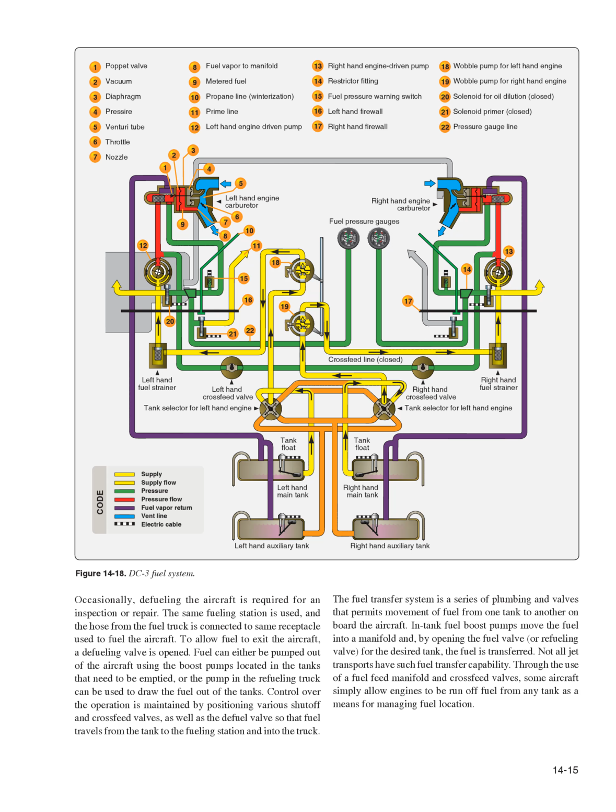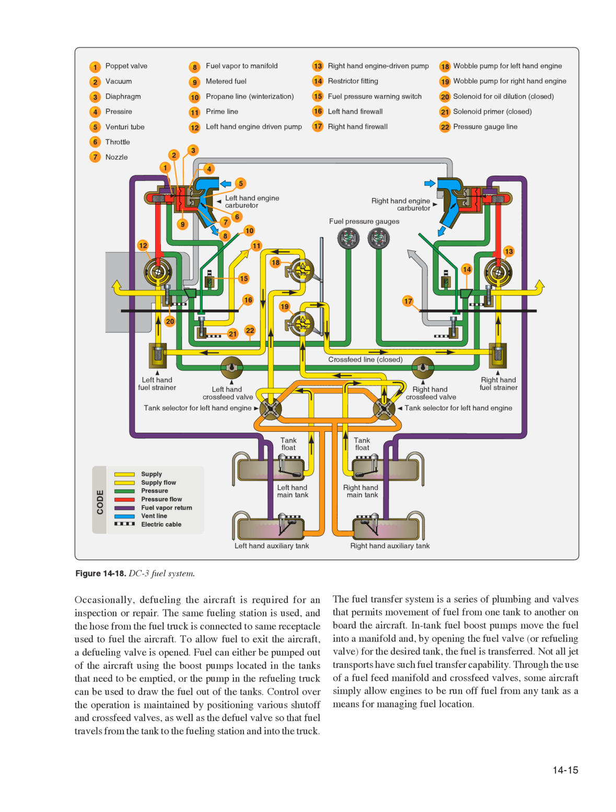Occasionally, defueling the aircraft is required for an inspection or repair. The same fueling station is used, and the hose from the fuel truck is connected to the same receptacle used to fuel the aircraft. To allow fuel to exit the aircraft, a defueling valve is opened. Fuel can either be pumped out of the aircraft using the boost pumps located in the tanks that need to be emptied, or the pump in the refueling truck can be used to draw the fuel out of the tanks. Control over the operation is maintained by positioning various shutoff and crossfeed valves, as well as the defuel valve, so that fuel travels from the tank to the fueling station and into the truck.